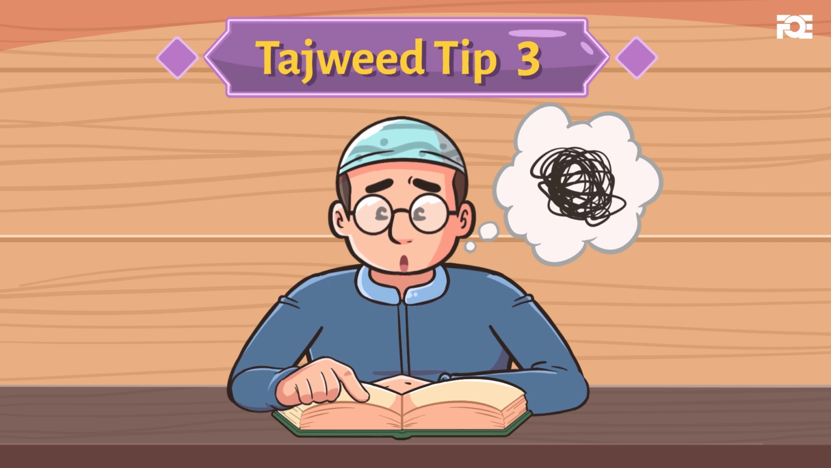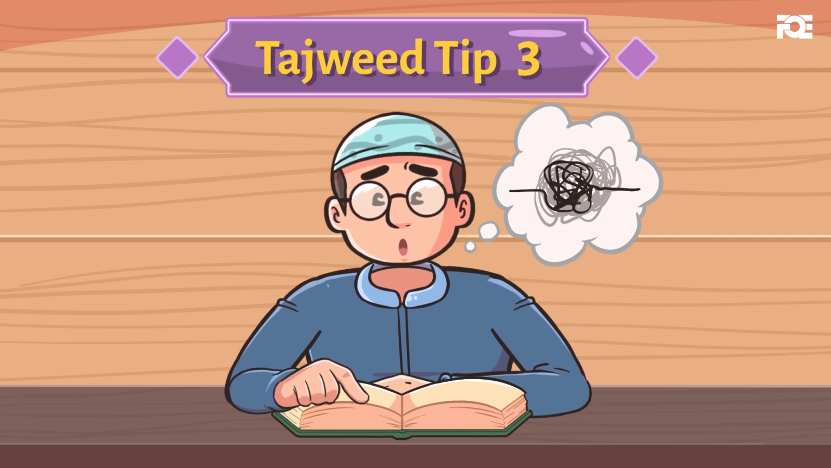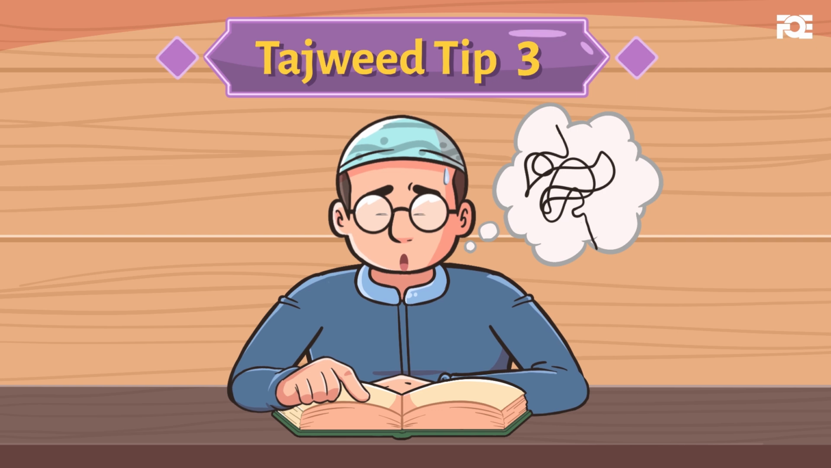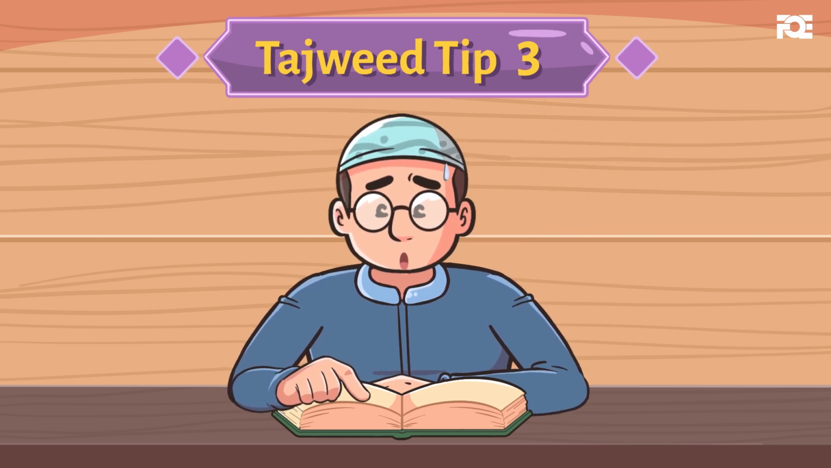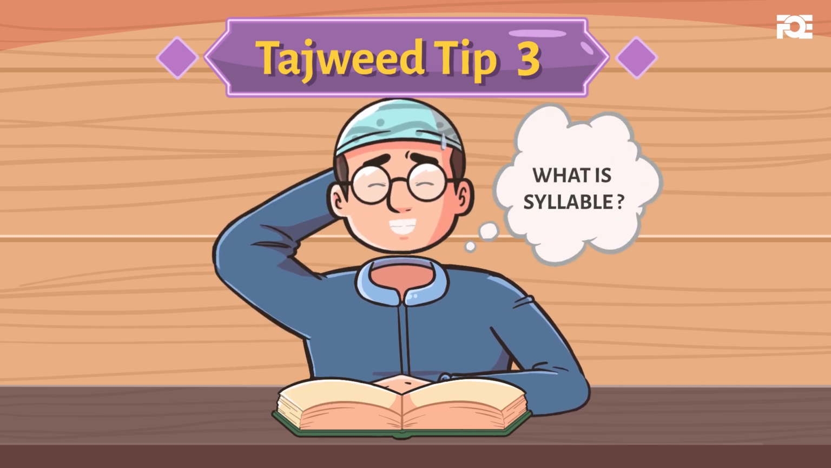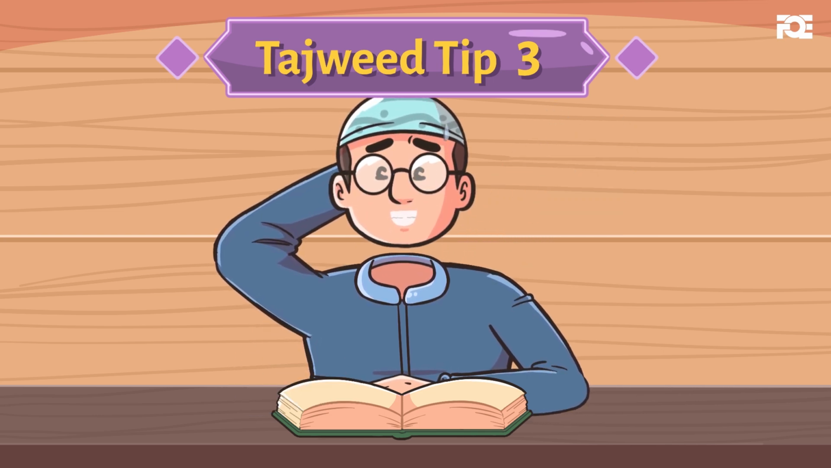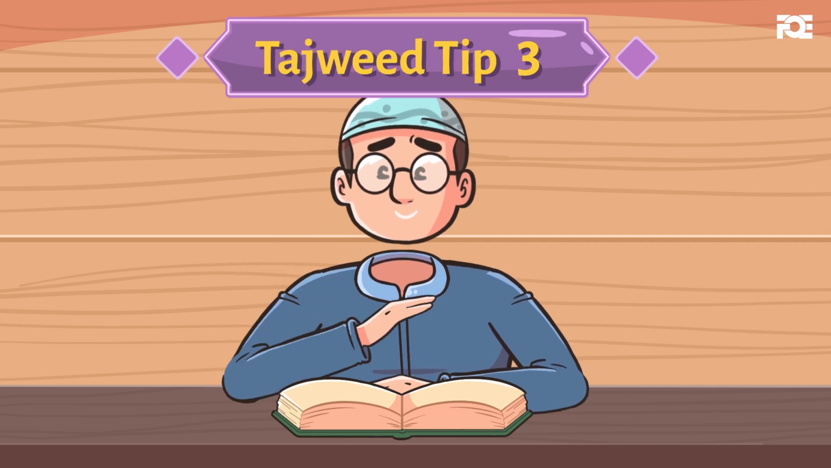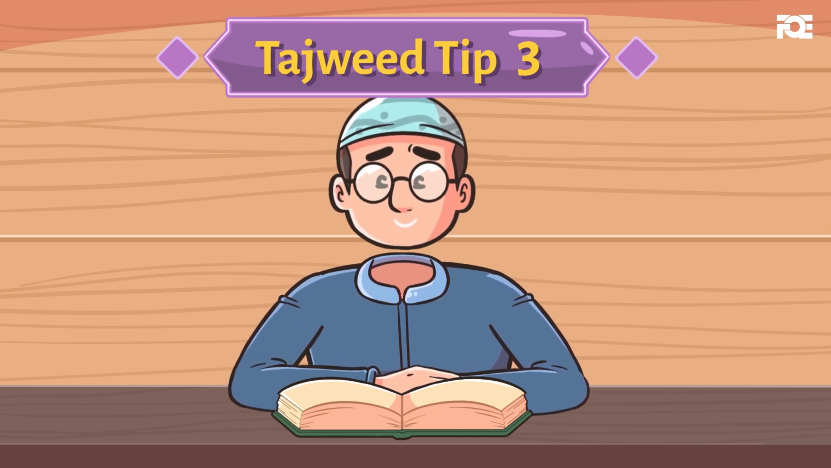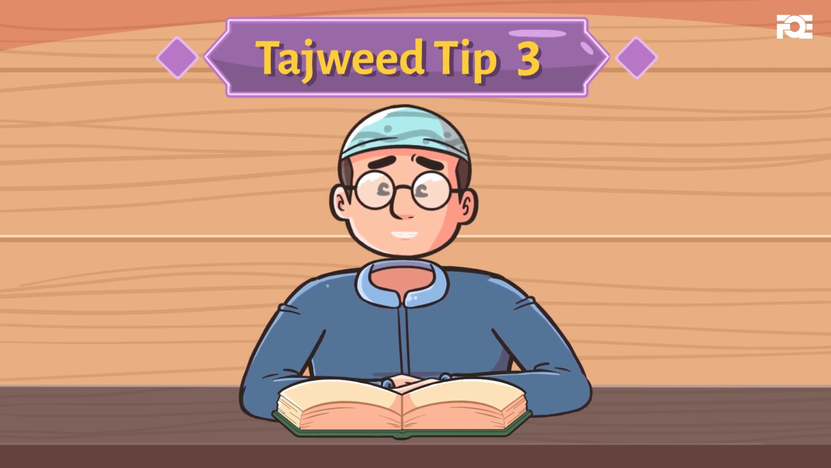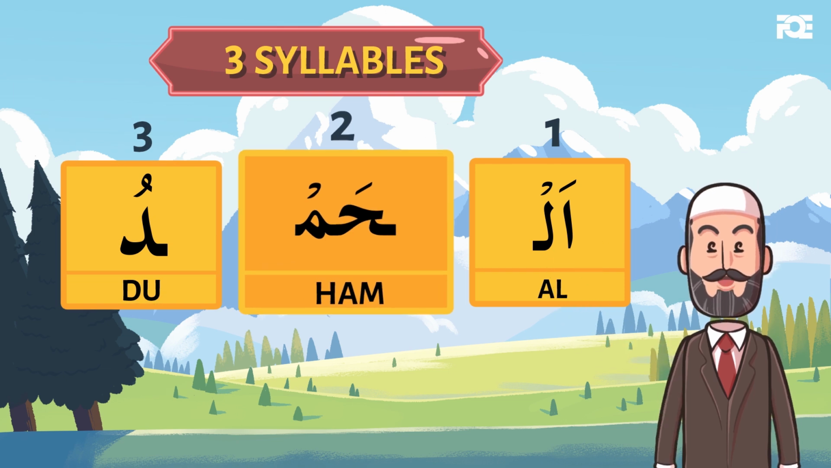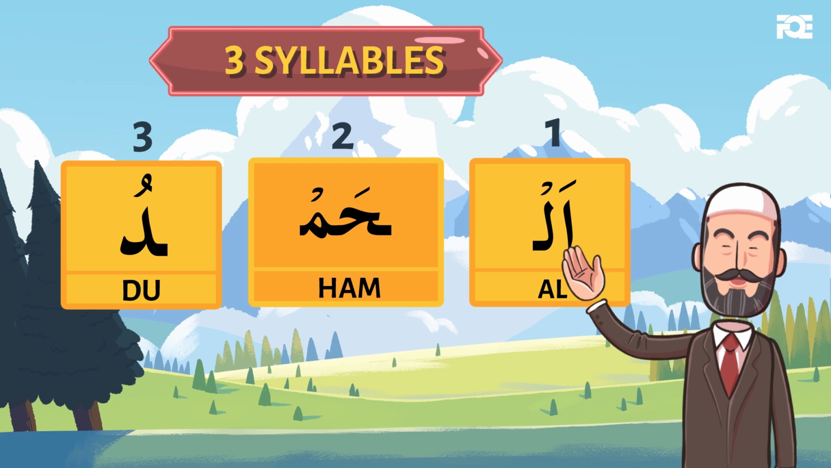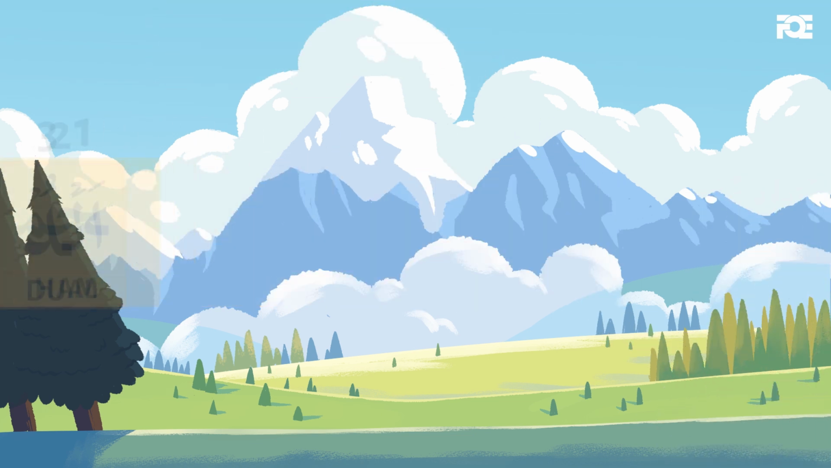Tajweed tip number 3. When you find difficulty in reciting a verse, break it into words and then take one word at a time. And if the word is also difficult, then take one syllable at a time. What is a syllable? It's a unit having one vowel sound. For example, Alhamdu has 3 syllables. And practice that syllable where you have difficulty. For example, in Alhamdu, you have a challenge in saying ham. So ha, ham, ham, ham. Fix that and continue with the rest.